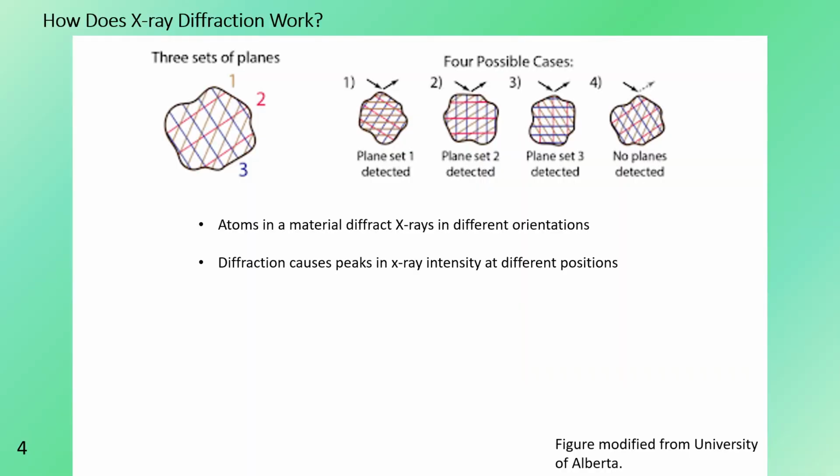So, how does X-ray diffraction actually work? Well, I'm going to use this figure to help explain it. This figure shows a hypothetical example using a grain with 3 different sets of atomic planes. Depending on the orientation of the grain, different plane sets diffract the X-rays that hit the grain, and the X-rays are shown by the black arrows here. So you could have plane set 1, plane set 2, plane set 3, or none of the planes get detected. The main takeaway is that X-rays are diffracted by the atoms in a material depending on the orientation of said material, and that, as we'll see, diffraction causes peaks in X-ray intensity at different positions.